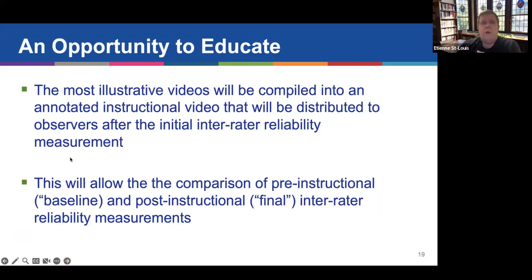We also thought that this was a good opportunity to educate broadly across Canada all of the pediatric surgical providers that we are in touch with. So we decided to compile the most illustrative videos into an annotated instructional video to illustrate each grade, with video annotations and voiceover commentary that would strengthen the learning about the pediatric appendicitis grade. Then we would allow a washout period. This instructional video would be distributed following the first round, what we're calling the pre-test or baseline assessment. We would allow about a 1 month washout period, and then send the survey again for people to regrade the same set of videos and see if this provides any improvement in our reliability measurement.